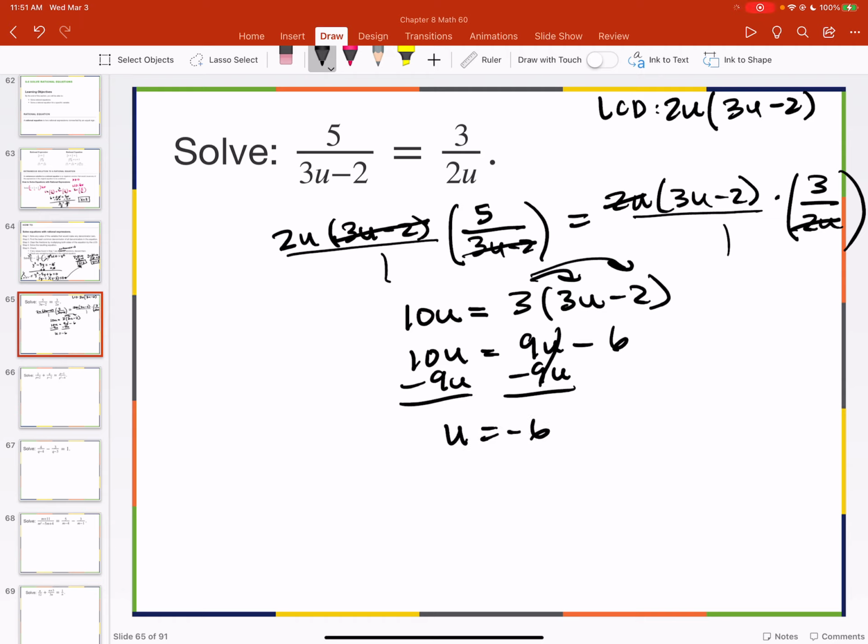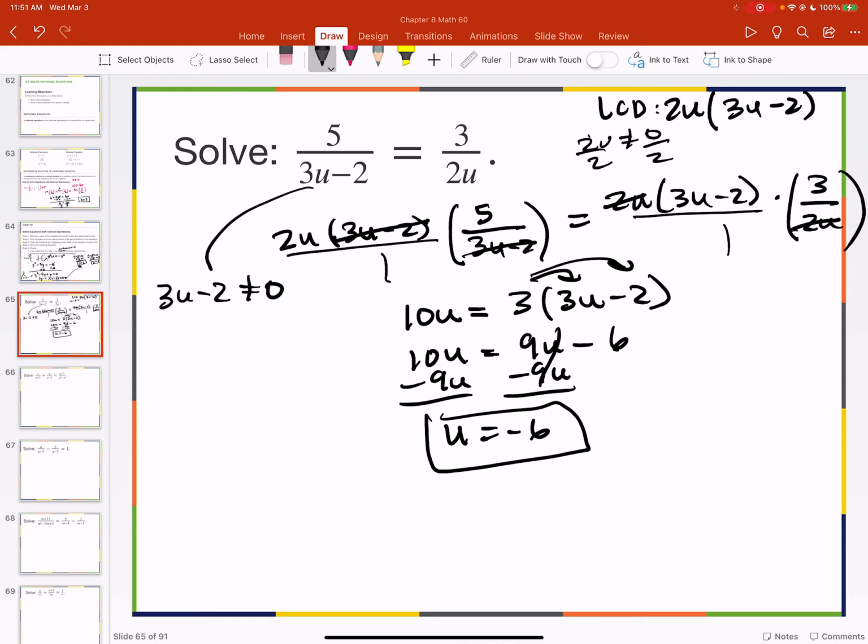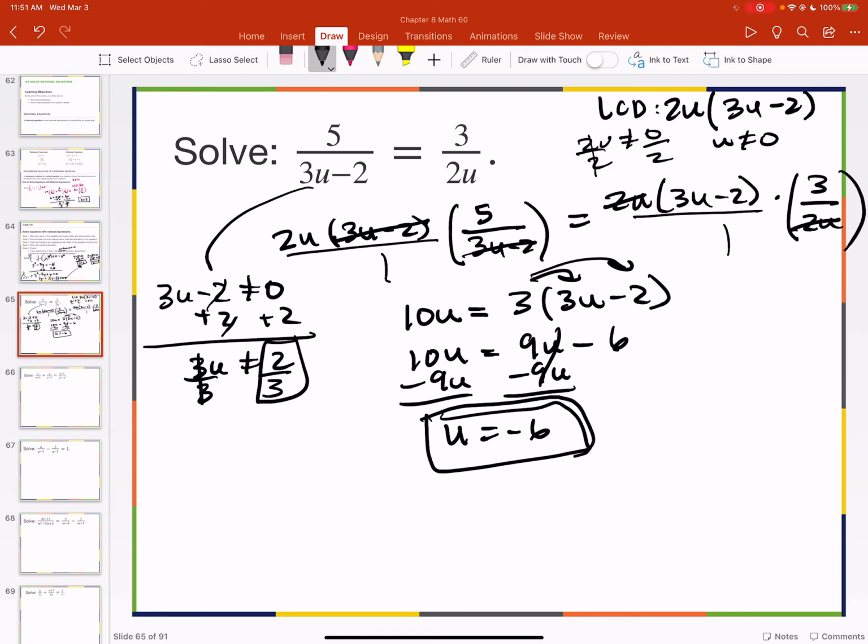And it wasn't one of the restrictions. Oh, we didn't figure out the restrictions. Sorry. So 3u minus 2 cannot be 0, and 2u cannot be 0. So that just means that u can't be 0. The letter u, not the word you. So 3u does not equal 2, and so u cannot be 2/3. But we don't even have to worry about that because u is equal to negative 6, and that's it.